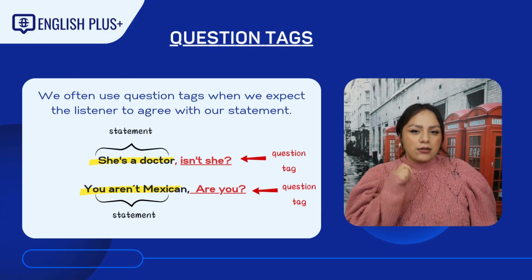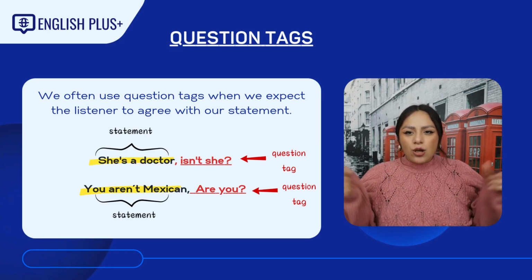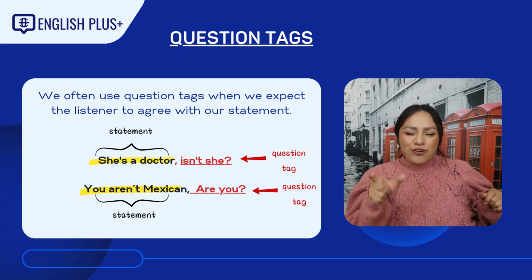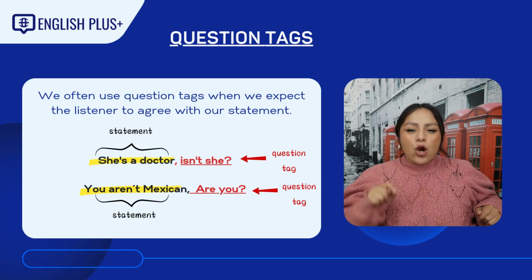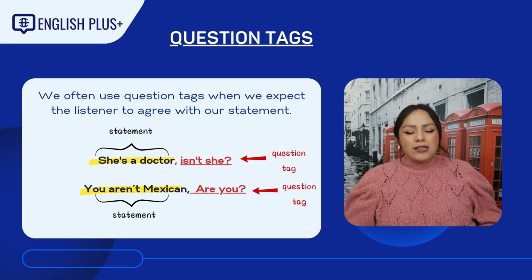Let's begin. Today, let's talk about question tags. But what is a question tag? A question tag is a short question that we add at the end of a sentence with the purpose of confirming information. Look at the first example.